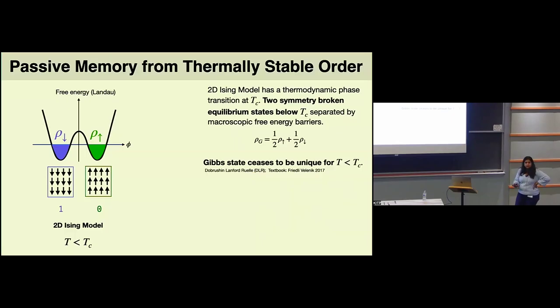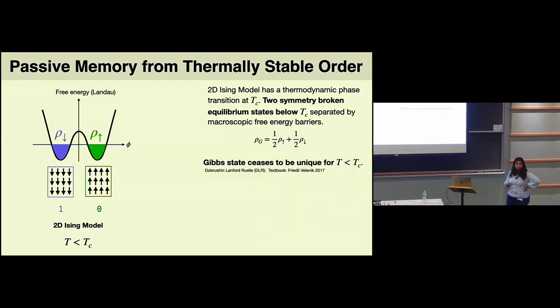there's a thermodynamic phase transition at some Tc, and there are two symmetry-broken equilibrium states, which we'll call rho up and rho down. These are the mostly up and mostly down states. And these states are separated by some macroscopic free energy barrier. The global Gibbs state, e to the minus beta H, can be written as some combination of rho up and rho down.